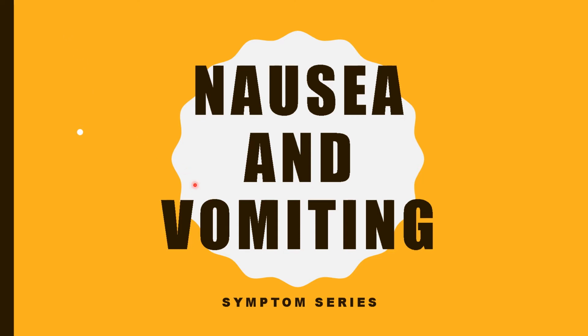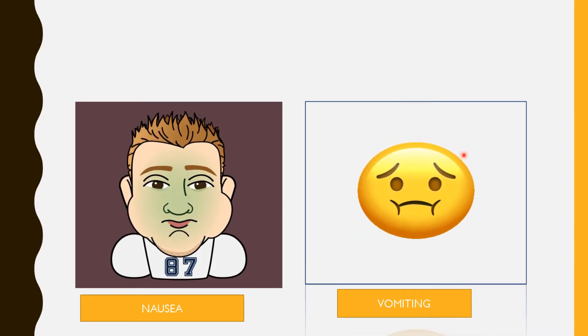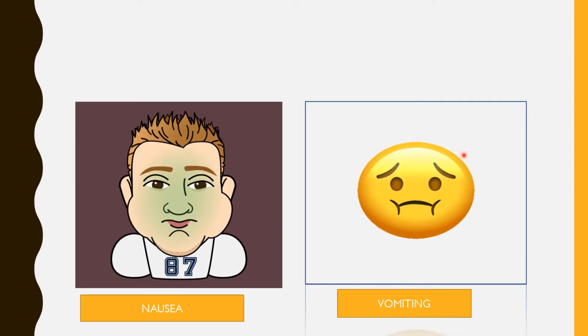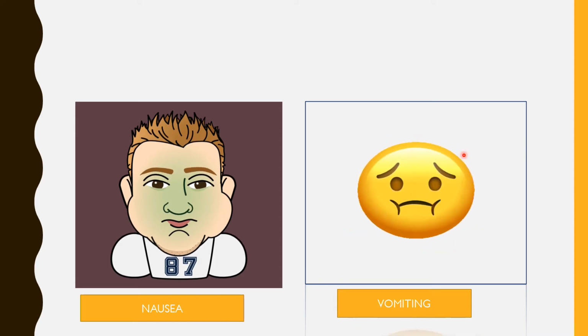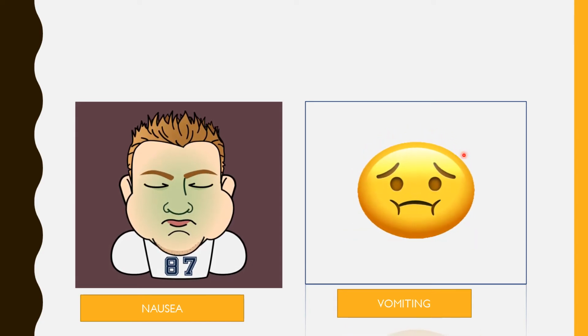Welcome to Symptom Series, and today's topic is nausea and vomiting. It is the most common symptom I've encountered, and I used to write it in the exam whenever there was a case. The first common symptom I used to remember was nausea and vomiting. So, whenever in your life you have encountered nausea and vomiting, let us see its causes.